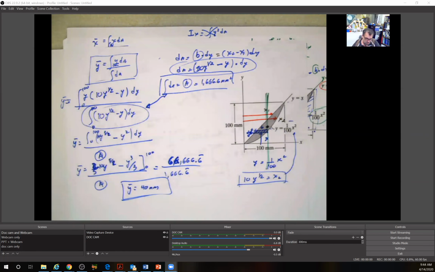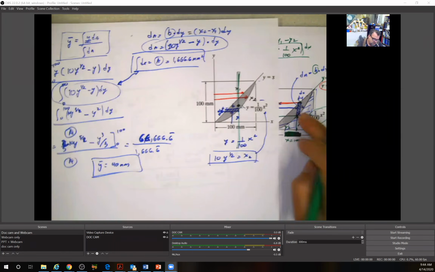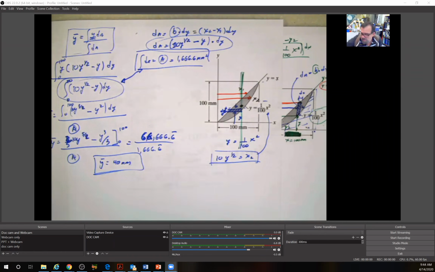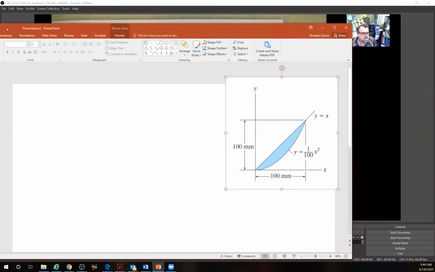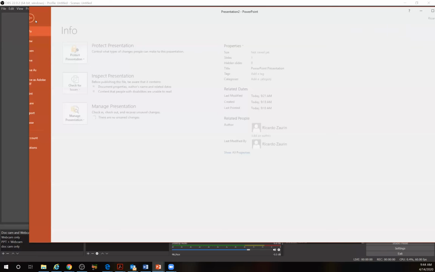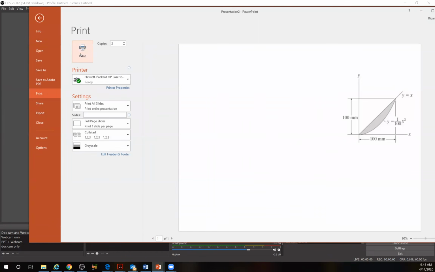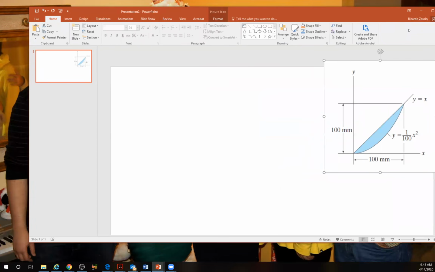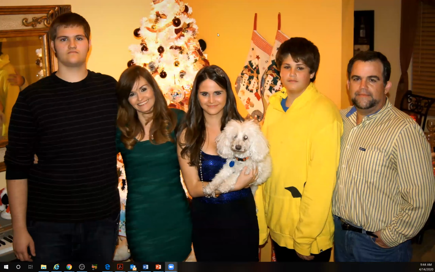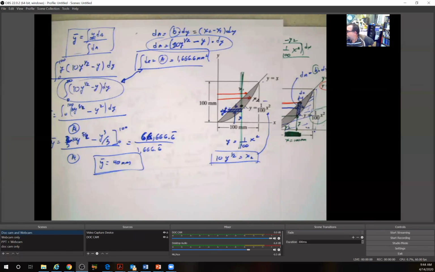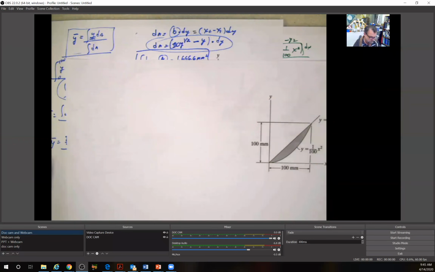Now, somebody was asking me while I was doing this why I didn't use the same strip. Let me print that out again so I can use a new, clean sheet of paper. There you go. Okay, now I have a new paper here.